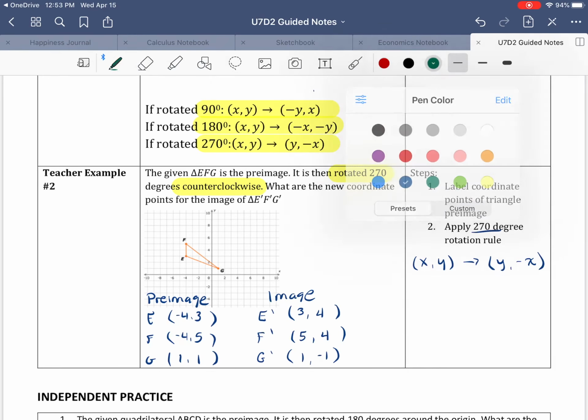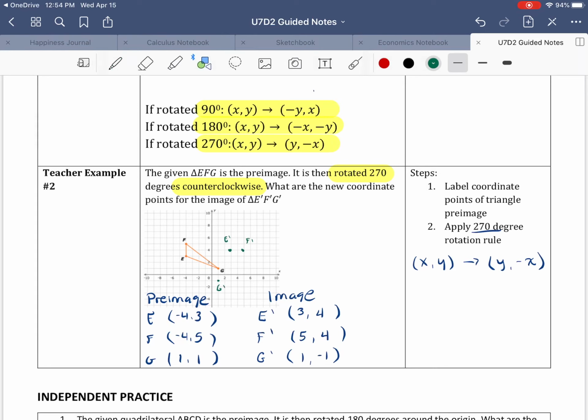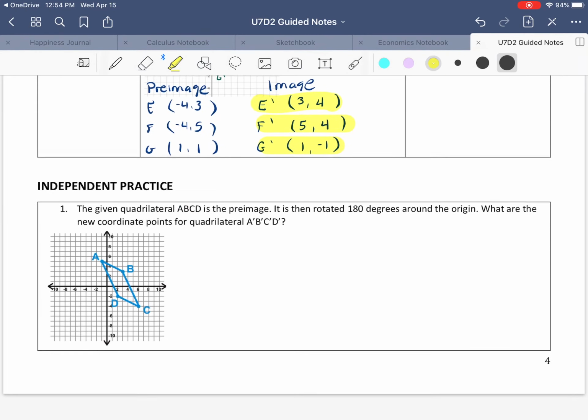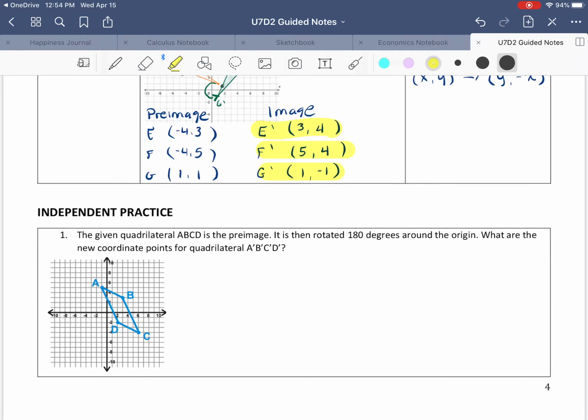If we were to graph them, just so we can see what it looks like, we would have (3, 4), which is up here, E prime. We would have (5, 4), which is right here, F prime, and then (1, -1) right here, which is G prime. And if we were to draw that triangle, we would see that it is a 270-degree rotation, like that. And again, here are our answers. So take a little bit of time and try these independent practice questions on your own.